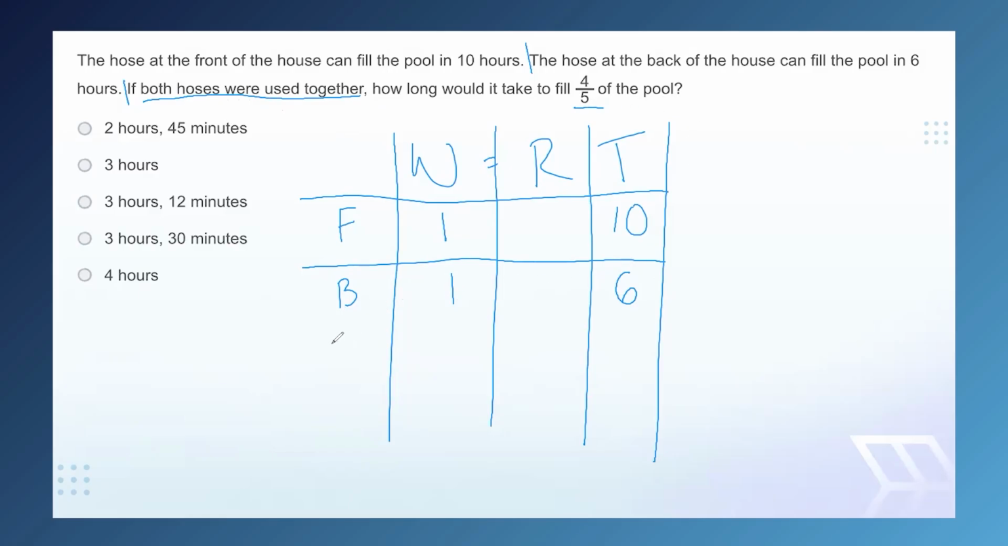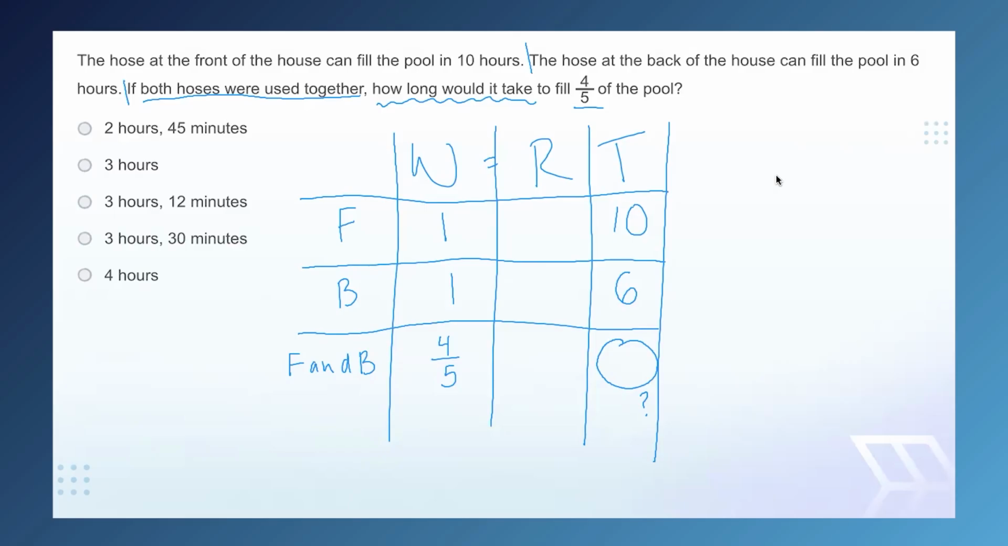Okay, now here we are going to have our third row for the hoses together, front and back, or F and B. Okay, now note here, we are not filling one whole pool. We are filling 4/5 of the pool. And we are trying to find how long would it take. So we are solving for the time. I'm going to go ahead and mark that on my matrix so I solve for the right thing.